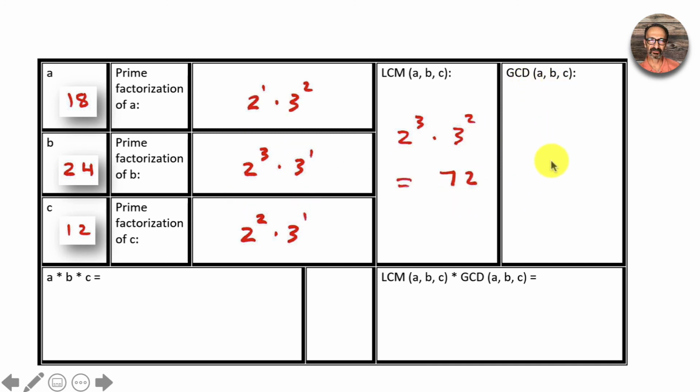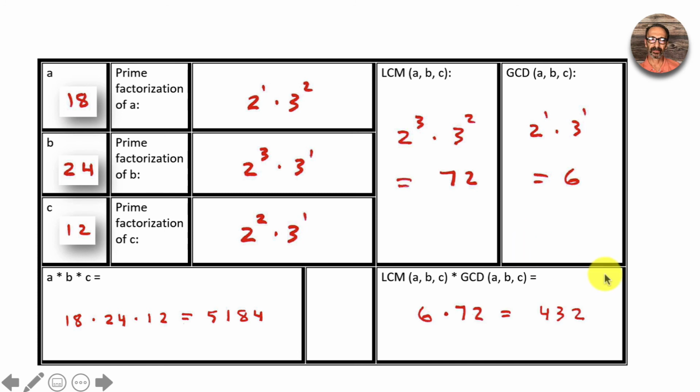72, the greatest common divisor. Go for less 2's, that's the first one. Go for less 3's, so it's going to be to the first. That's a 6. Let's double check. Multiply these numbers. I have this. Multiply 72 times 6. I have 432. They're not the same.